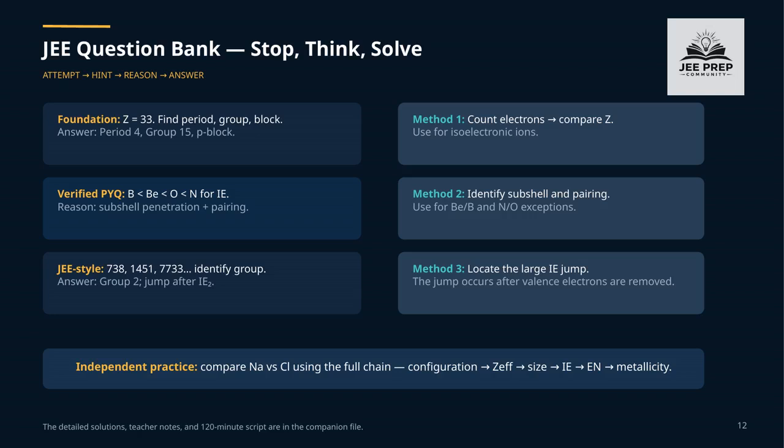If you can only reproduce the arrows, return to effective nuclear charge and derive them again. That is the difference between memorizing the periodic table and understanding it. This completes the in-depth explanation.